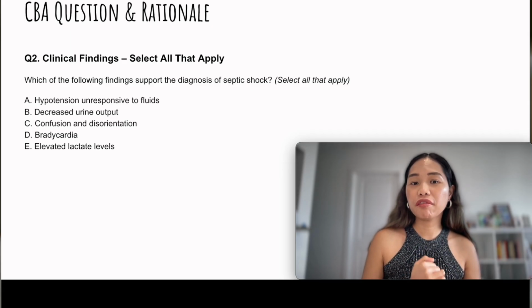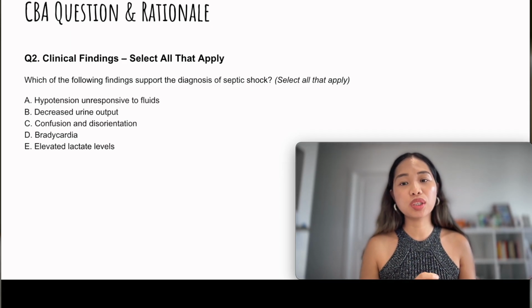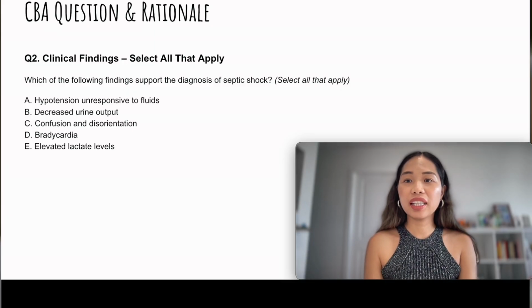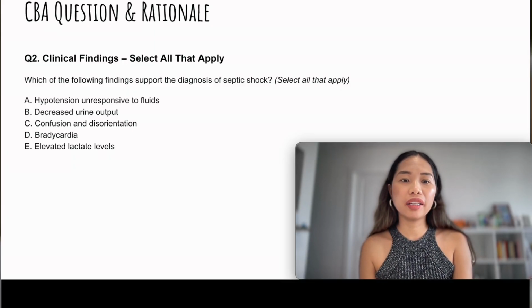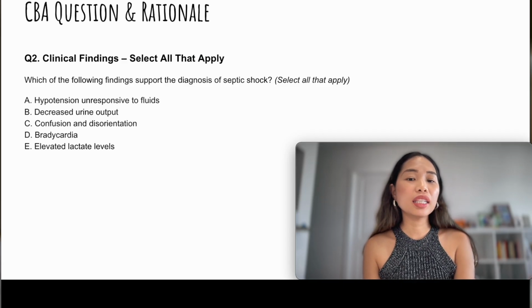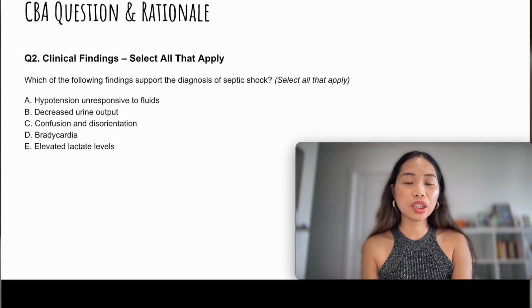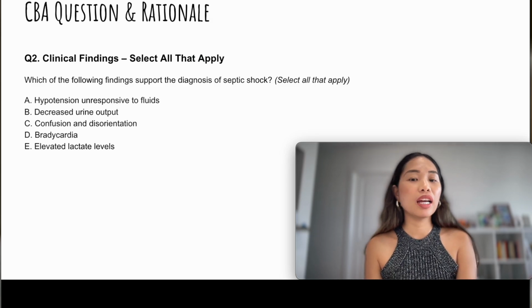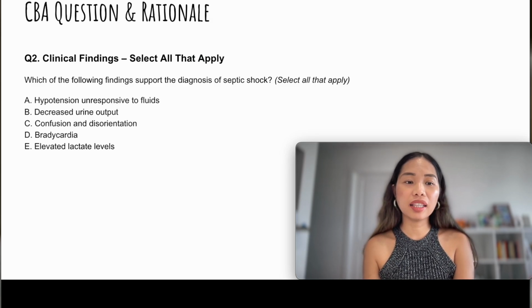Which of the following findings support the diagnosis of septic shock? And this is a select all that apply. A, hypotension unresponsive to fluids. B, decreased urine output. C, confusion and disorientation. D, bradycardia. And letter E, elevated lactate levels.